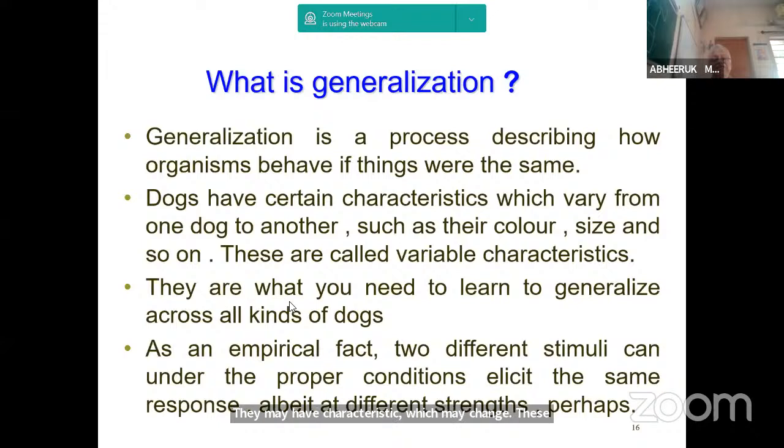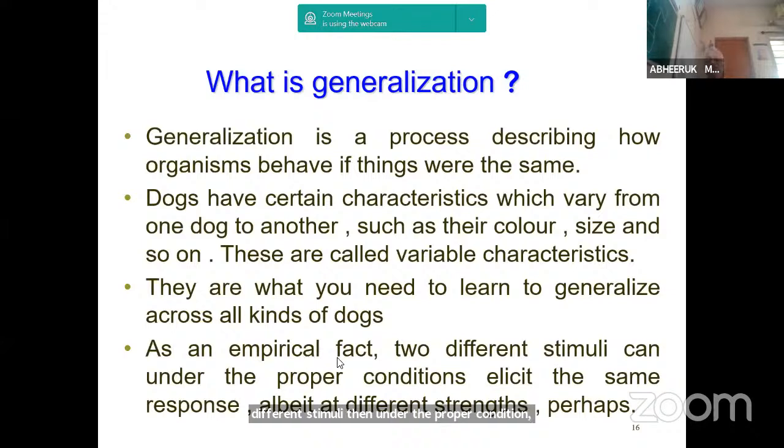So they are what you need to learn, generalize across all kinds of dogs. But you consider them the same group, so they have some particular common characteristics among them. That's why you put them under this group. So, as an empirical fact, two different stimuli can, under the proper condition, elicit the same response.